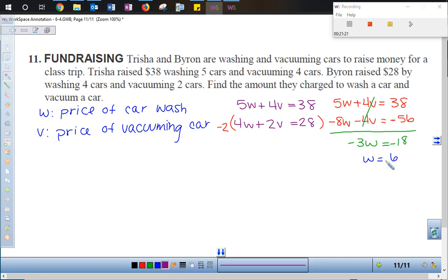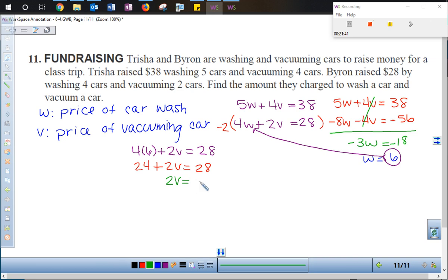So I want to take that w equals 6, and I'm going to substitute it back into my bottom equation over here. So I can say 4 times 6 plus 2v equals 28. Well, 4 times 6 is 24. And if I subtract 24 from each side, 2v is going to equal 4, which means v equals 2.